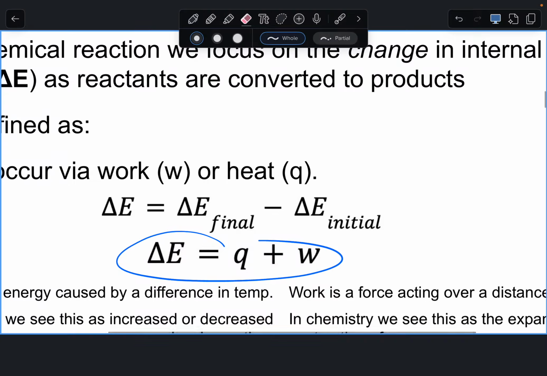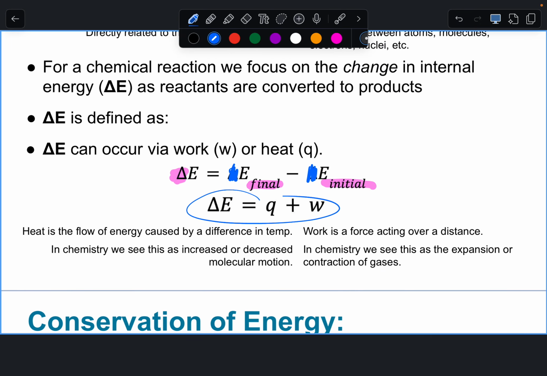Okay, we already talked about this idea of defining it as the change is final minus initial. Those other deltas shouldn't be there. That should be delta E equals E final minus E initial. Okay. Now, how does this change happen?